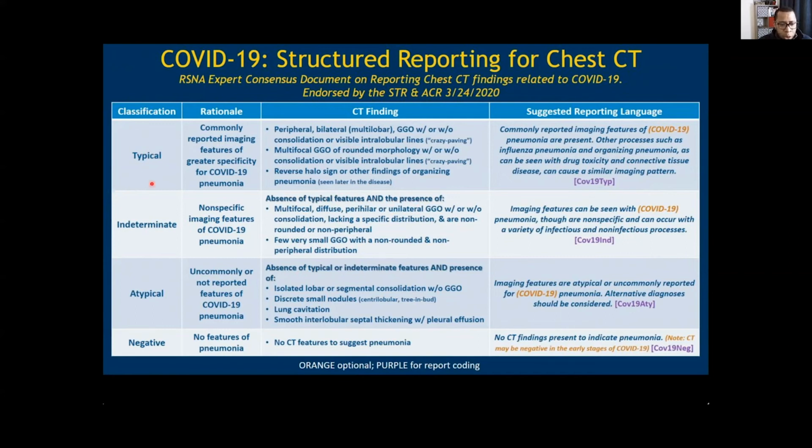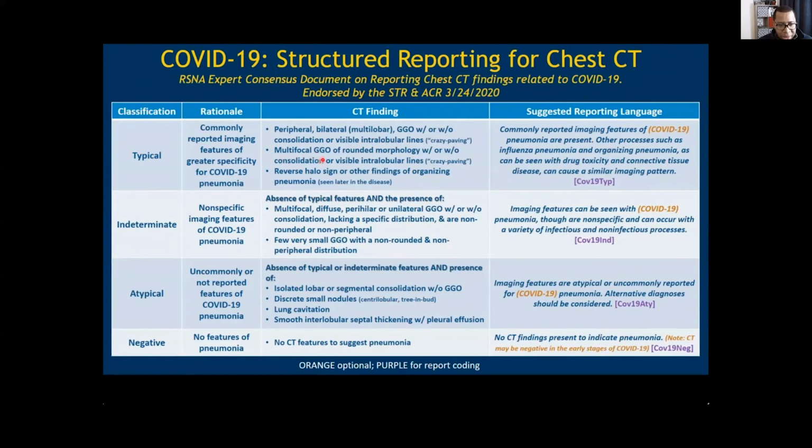So let's just go over this real quick. So typical features, right? These are commonly reported imaging features of greater specificity for COVID-19 pneumonia: peripheral, bilateral, multilobar, so involving multiple lobes, ground glass opacities with or without consolidation or visible interlobular septal lines. So-called crazy paving, when you have ground glass and interlobular septal thickening.